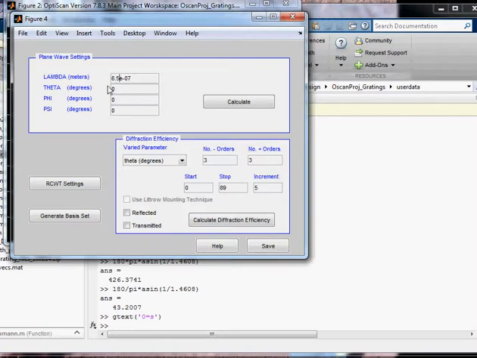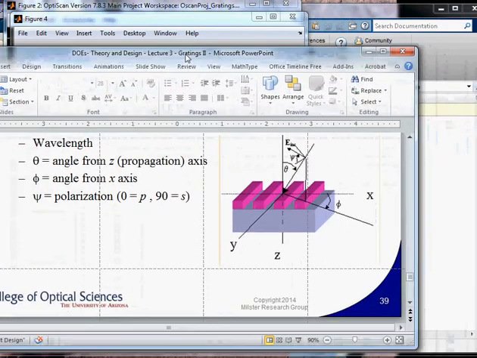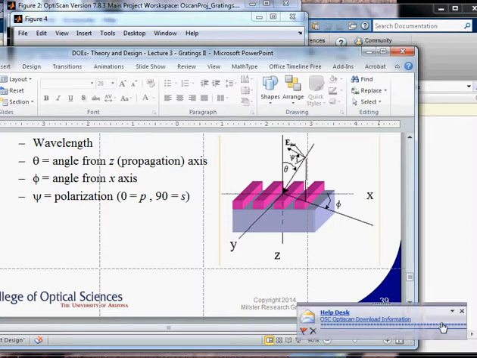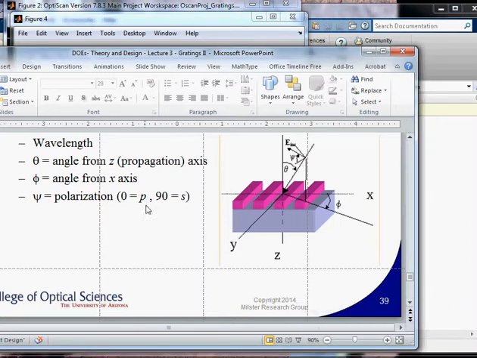And the theta, phi, and psi are angle parameters for the input. Here's a picture out of the manual where theta is the angle from the z-axis that's coming down from the top, the incident angle, and phi is the angle from the x-axis, and psi is the polarization, where 0 is p and 90 degrees is s.